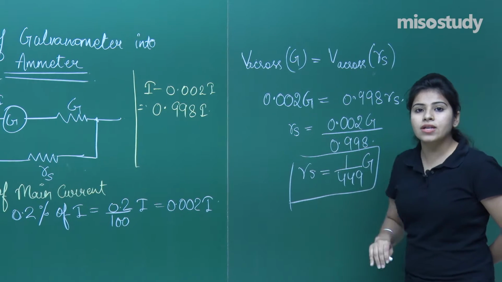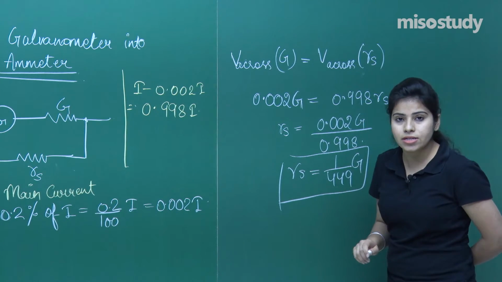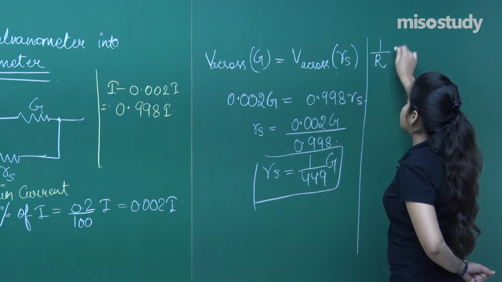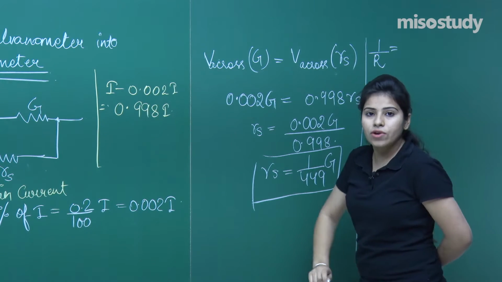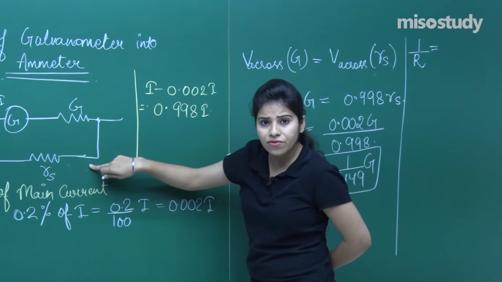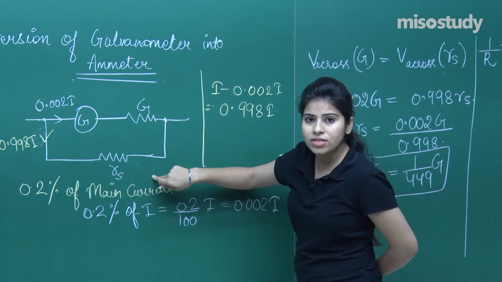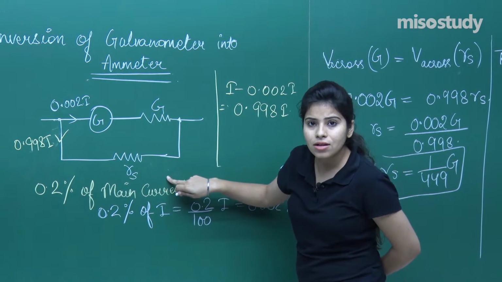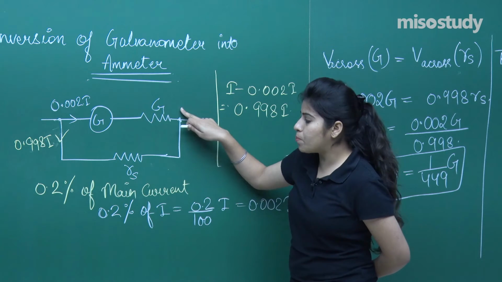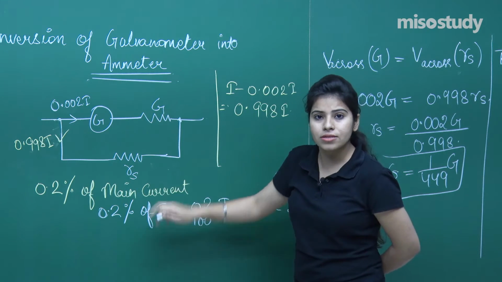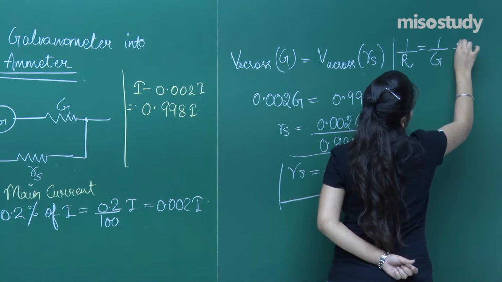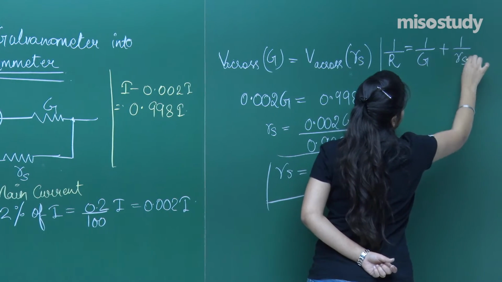As we have to find the effective resistance of this circuit, say the effective resistance is capital R, so that will be 1/G plus 1/RS. Just look at the figure, you know that these two resistances are connected in parallel. So the total combination of them would be 1/G plus 1/RS. So we will be doing the same, 1/G plus 1/RS.